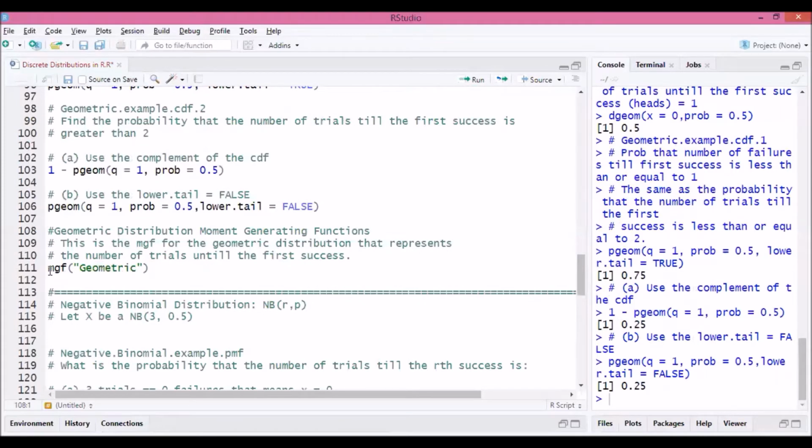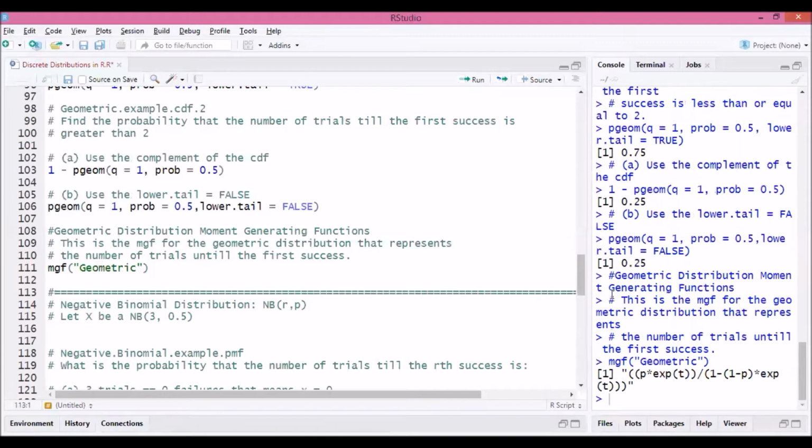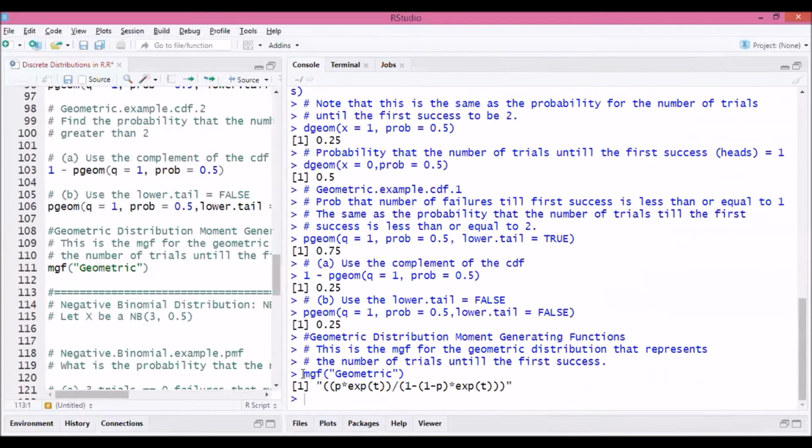Lastly, if we want to find the moment generating function, and we don't want to go and refer to Wikipedia or so, the function is built in the mgf package. You just call mgf with geometric, and it would return to you the moment generating function for the geometric distribution, which is p e to the t, all of this divided by 1 minus (1 minus p) times e to the t.